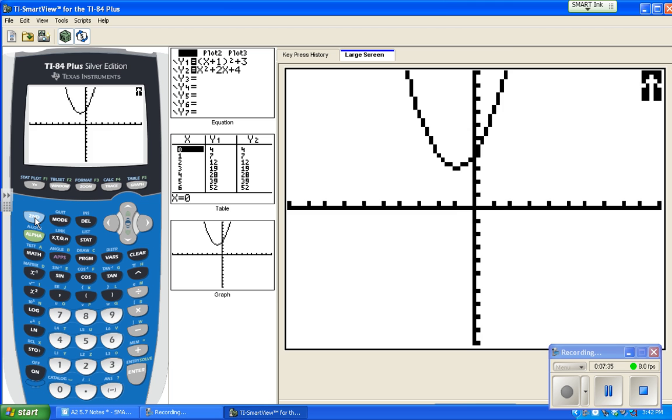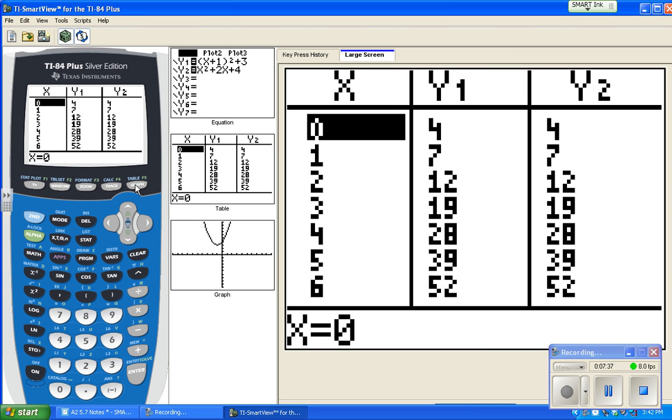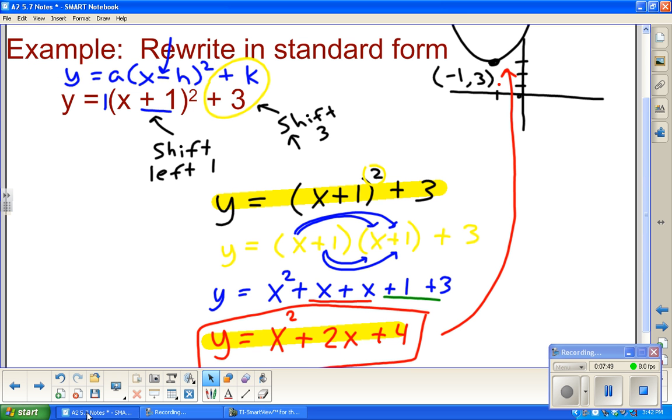A better way to verify that they are the same is to look at the table, and you can tell all the values match up. So y1 was our first form, y2 was our second form. They're all the same. Those equations are equivalent, just written in different forms. So that's changing something into standard form.